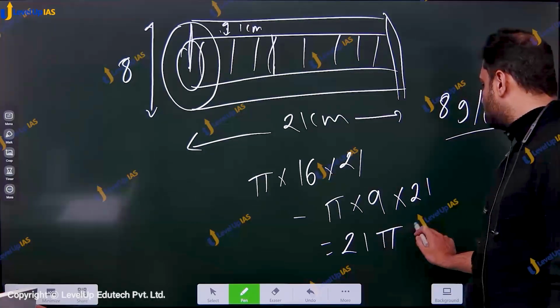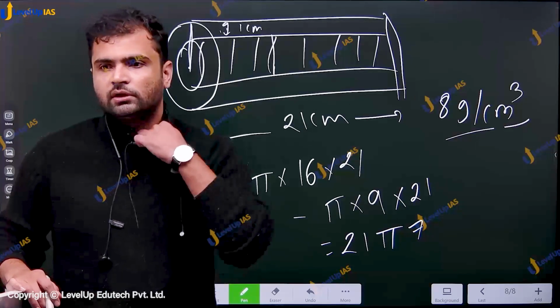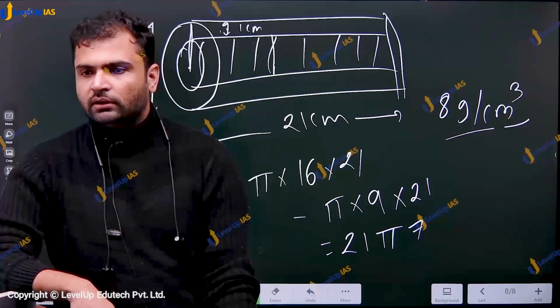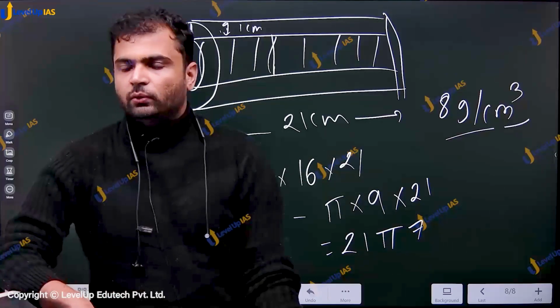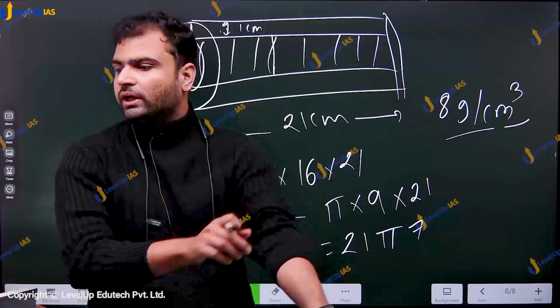Curved surface area of... what is curved surface area? Area, na, that comes in meter square. We are interested in weight. Weight will depend on volume. Volume into density would be weight. So we have to calculate volume.